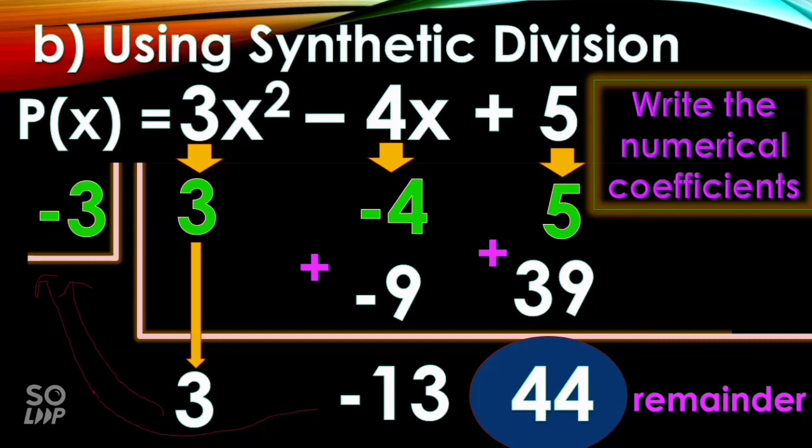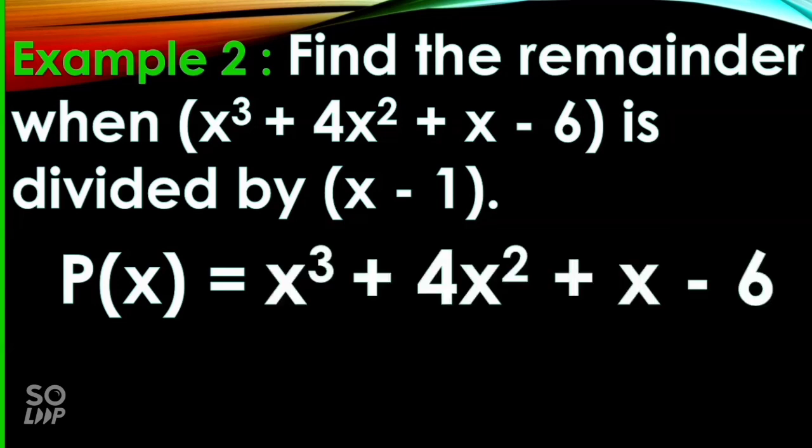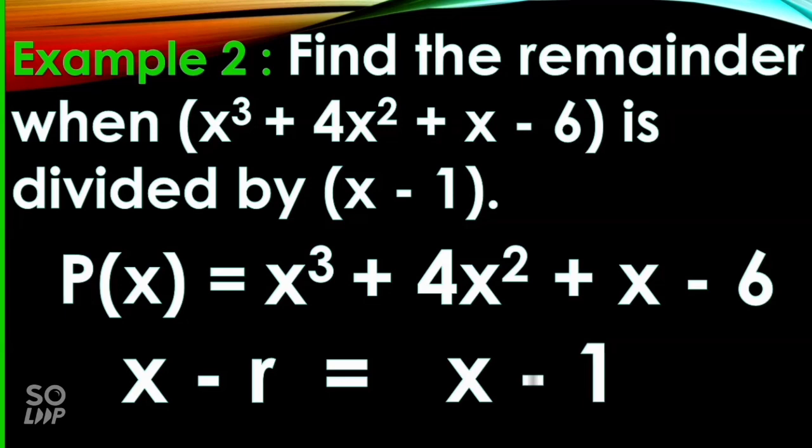Okay, so let's have another example, which is the example number 2. Okay, so find the remainder when x cubed plus 4x squared plus x minus 6 is divided by x minus 1. Okay, again, we're going to find the remainder. So we have now P of x equals x cubed plus 4x squared plus x minus 6. So, ang divisor natin is the x minus r, which is x minus 1.